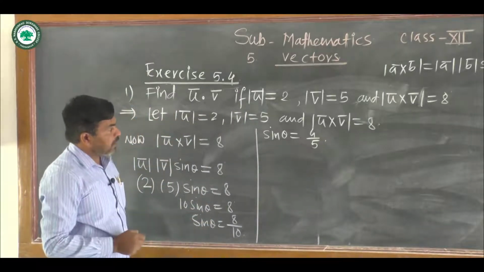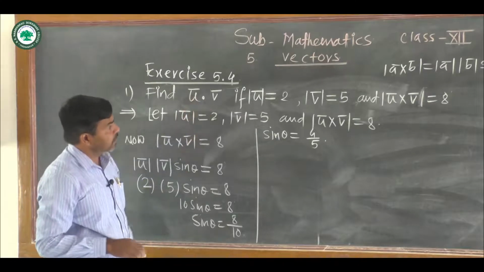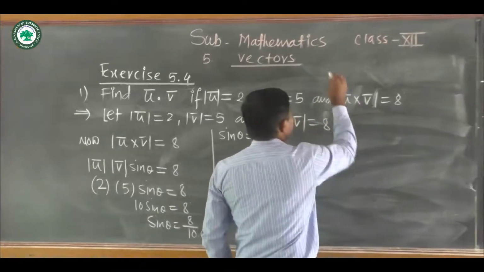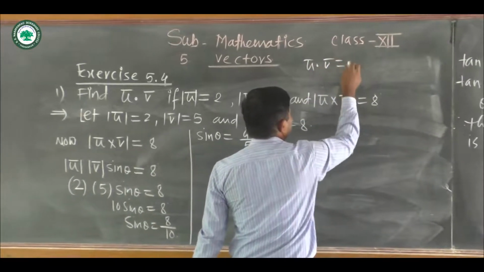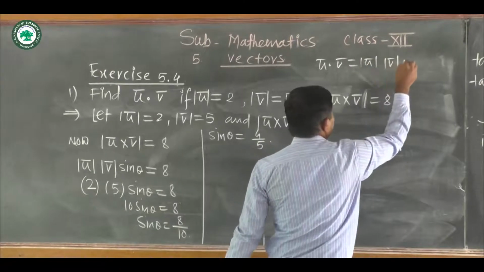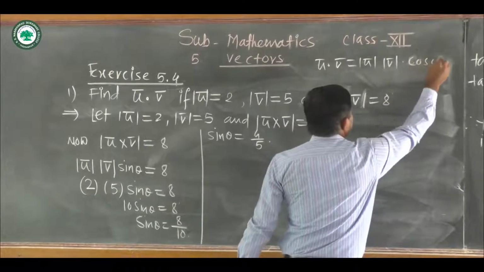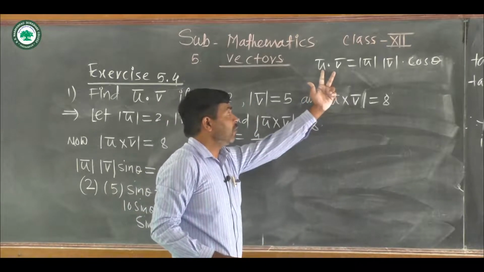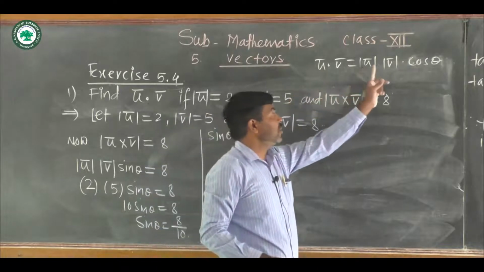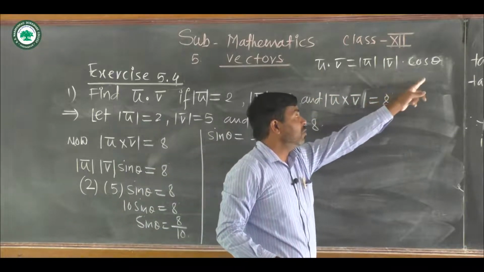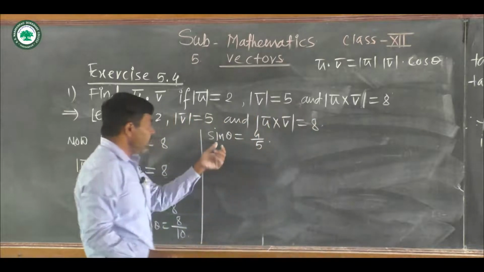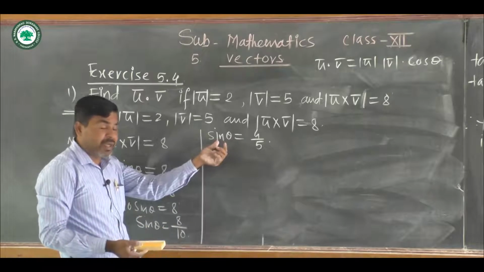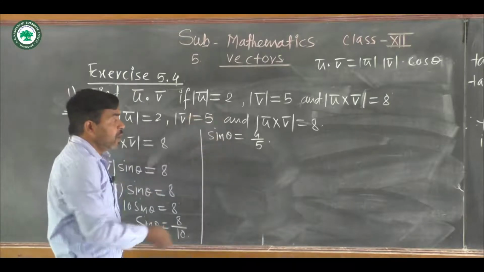Now we have the value of sine theta. We have to find out u bar dot v bar. What is the definition of u bar dot v bar? I will write it here. U bar dot v bar is equal to magnitude of vector u into magnitude of vector v into cos theta. Now this is the definition of u bar dot v bar. Here magnitude of vector u is given, magnitude of vector v is given, only the unknown value is cos theta. Now here we have the value of sine theta, and with the help of fundamental identities we can find the value of cos theta.